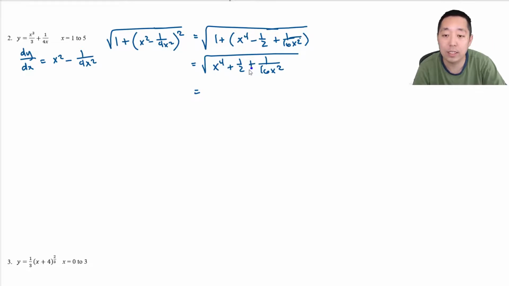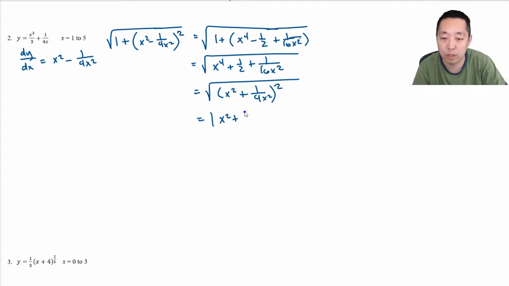And this I can then simplify, because this expansion turned into x squared plus 1 over 4x squared, quantity squared. The square roots just cancel, becoming technically an absolute value, but these are all positive terms. So when I do the square root of something squared, it's the absolute value of x squared plus 1 over 4x squared. But because these are both positive terms, it doesn't matter what x is, the absolute values can go away. And now we're just going to integrate from 1 to 5 of this term.